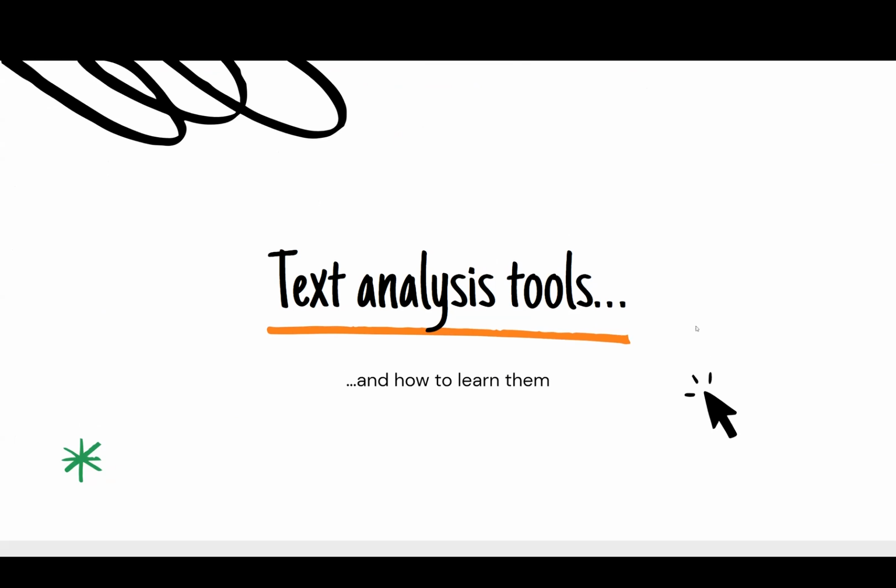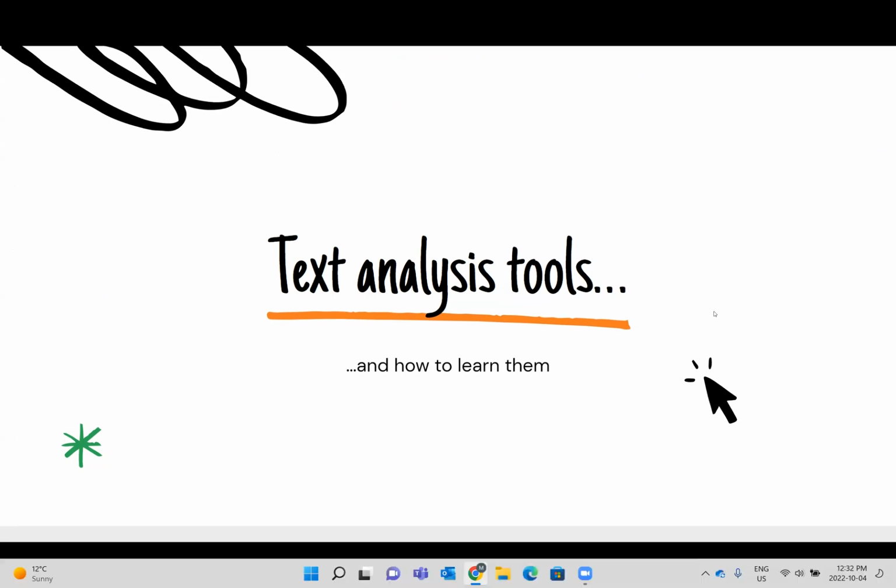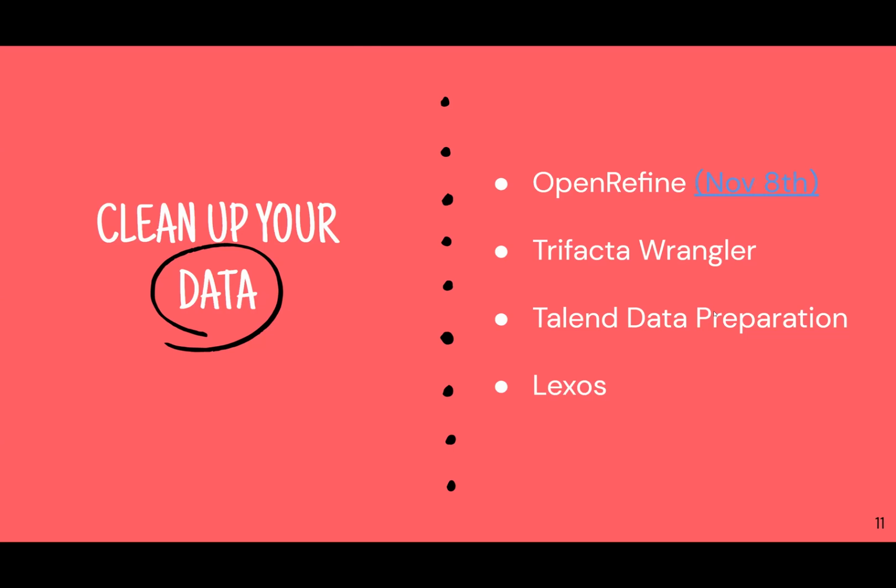Perfect. Okay, awesome. So let's talk a little bit about text analysis tools and a few tips on how to learn them or where to learn them. To clean up your data, we have a few: OpenRefine, Trifacta Wrangler, Talend Data Preparation, and Lexis. Lexis is really good for non-Latin alphabet languages, so if you have something that's not in a Latin alphabet, that may come in handy. OpenRefine is a Google tool.